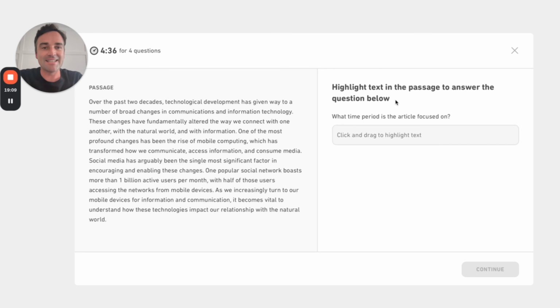All right, so now we're moving on to the next question. It's called highlight the correct answer, highlight the text. Basically, this is a specific reading task where you have to find the correct answer for this question. What time period is the article focused on? Okay, must be this one. Over the past 2 decades.